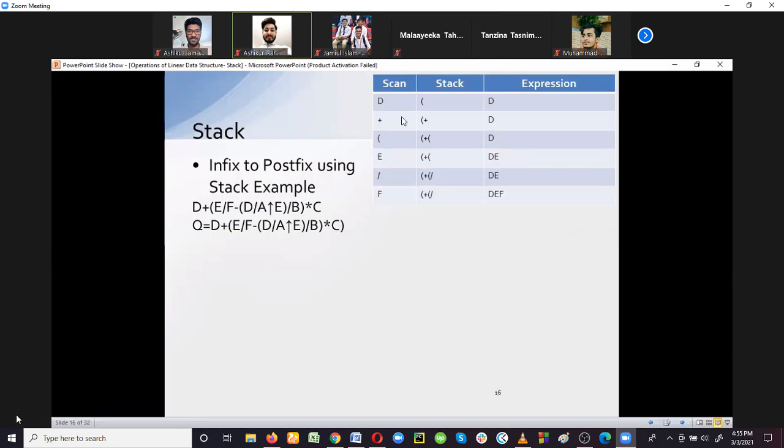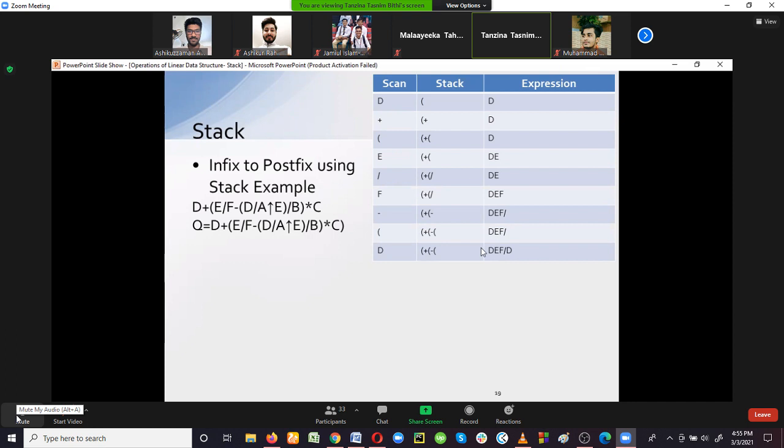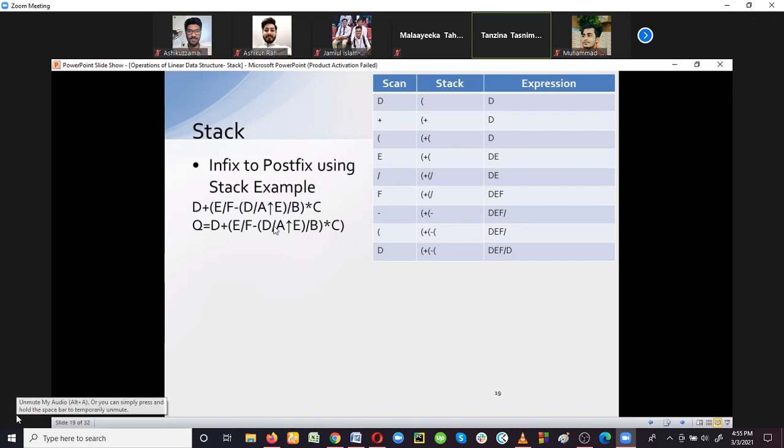So how many characters have you scanned so far? The last character was D, right? Yes, ma'am. Okay. After that, the next character is this division operator. So where can you store it, in the postfix expression or in the stack? The division is an operator, so it will be stored in the stack. Okay. So look at this. We stored the division operator, and the expression is just the same.